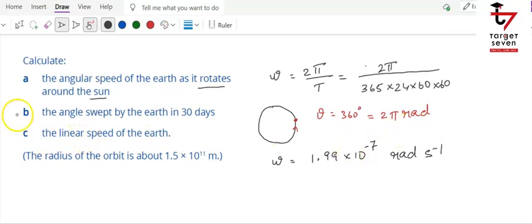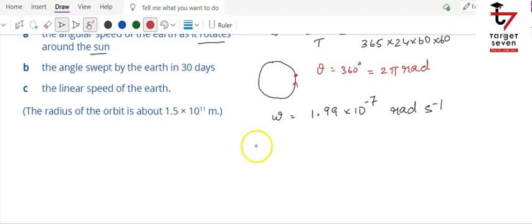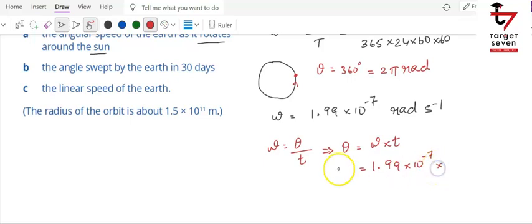Now moving on to the B bit, the angle swept by Earth in 30 days. We make use of the formula for angular speed. We would have omega is equal to theta upon lowercase t, right? So this can therefore be written as theta is equal to omega into t. Now omega we have clearly obtained here, 1.99 into 10 to the power negative 7. This will be the value of omega, and the time he had provided us in the question is 30 days.